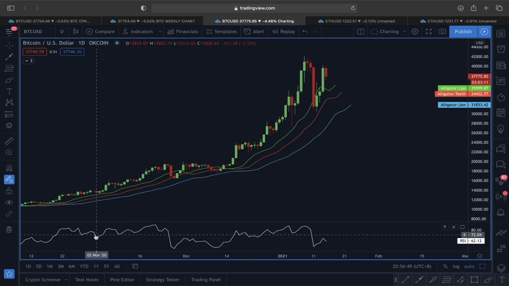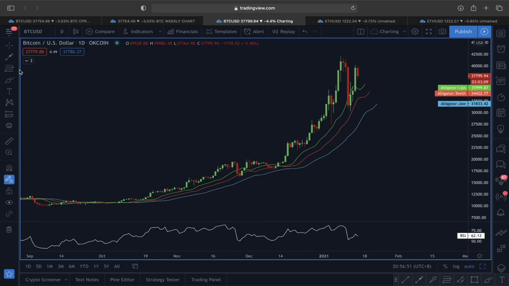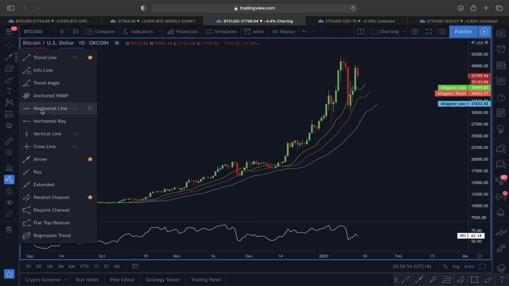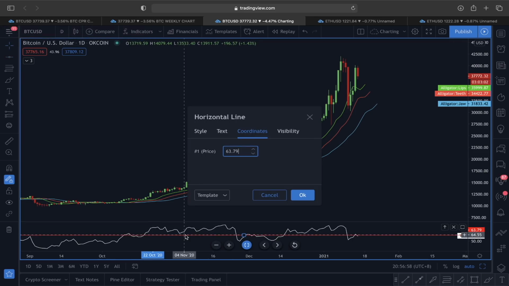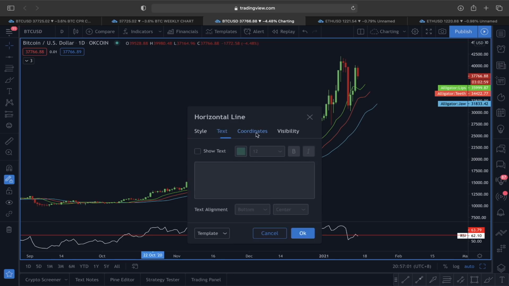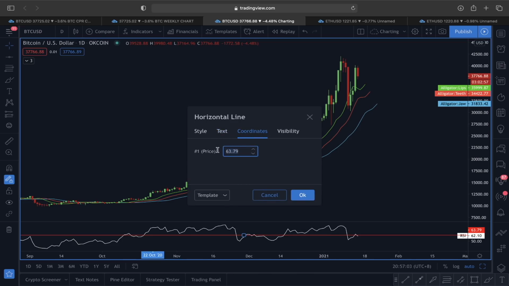Now, guys, you can see this is the RSI line, and what I'm going to do is use a horizontal line and place it here. Double click on the horizontal line, go to the coordinates, and change it to the 50 price level.